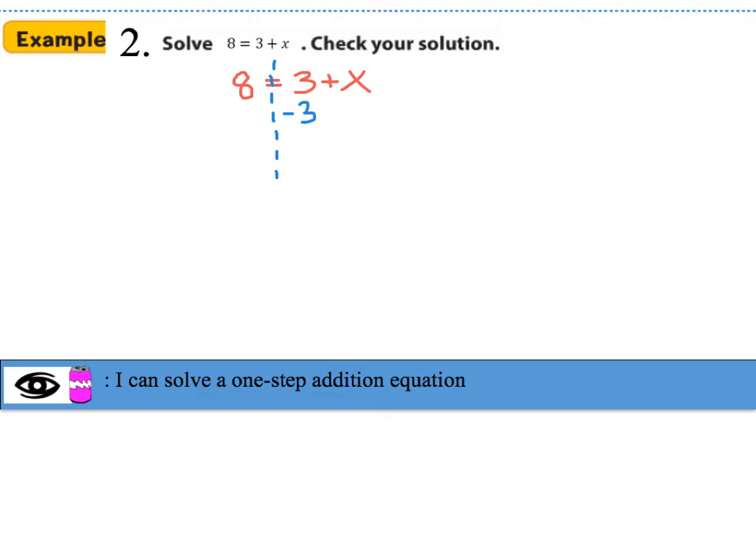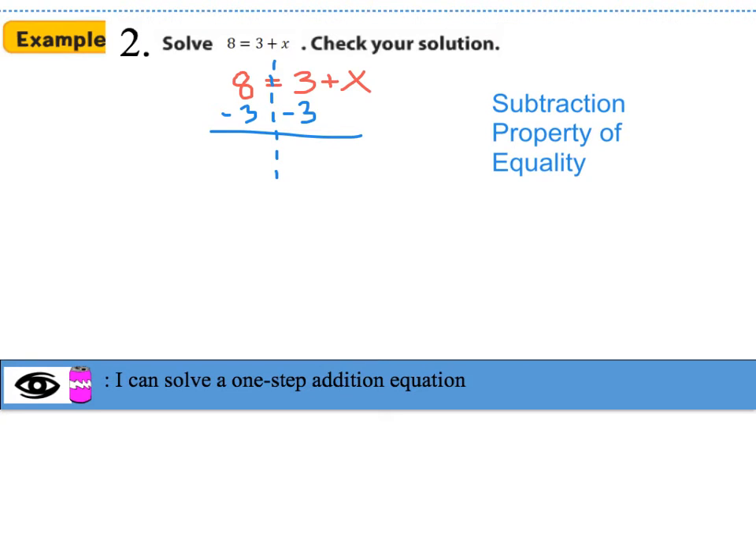But I'll have to make my equation balance, so I'm going to have to subtract 3 on the other side as well. This is an example of the subtraction property of equality, because we subtracted 3 on both sides. So on the right-hand side, I can go ahead and cross out 3 minus 3, because 3 minus 3 just becomes 0. And now x can be dropped down, and I have just isolated x. X is all by itself. On the left-hand side, I can do 8 minus 3, which is 5. So the value of x is equal to 5.